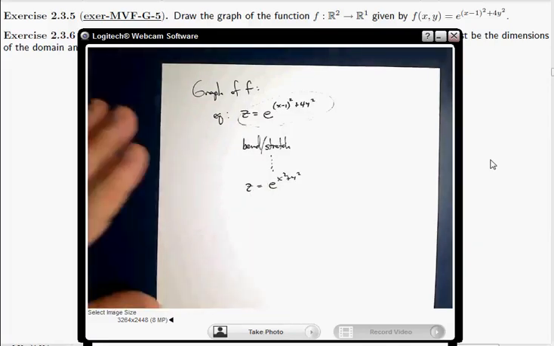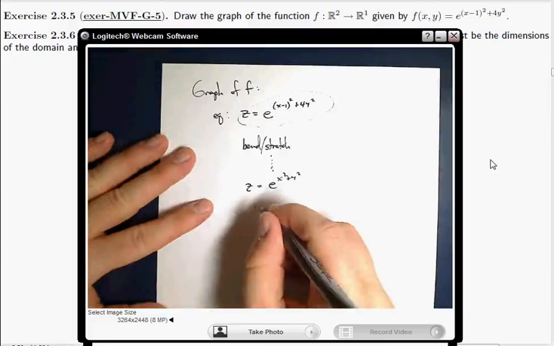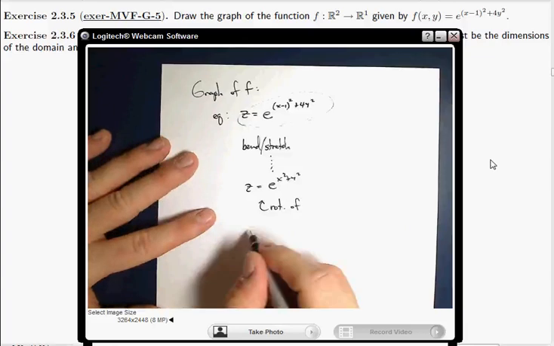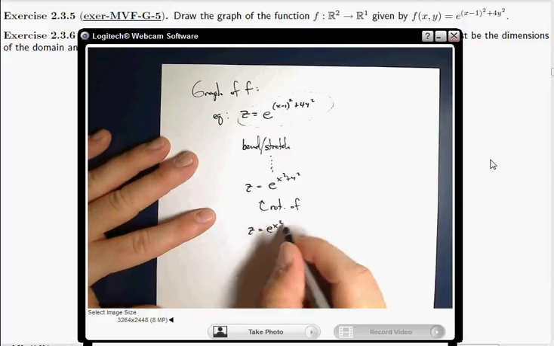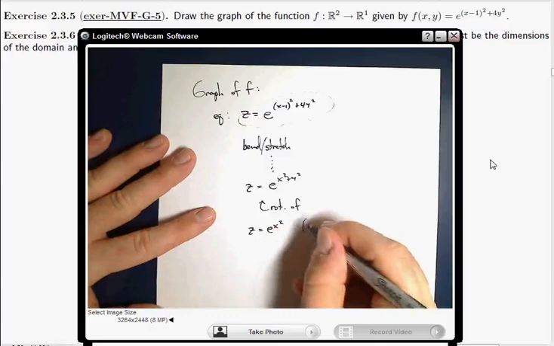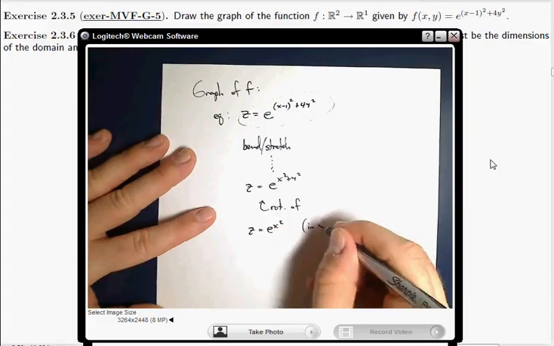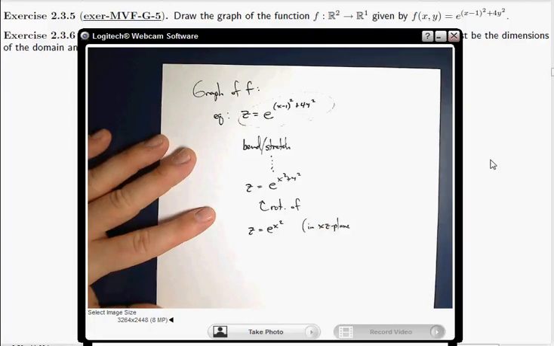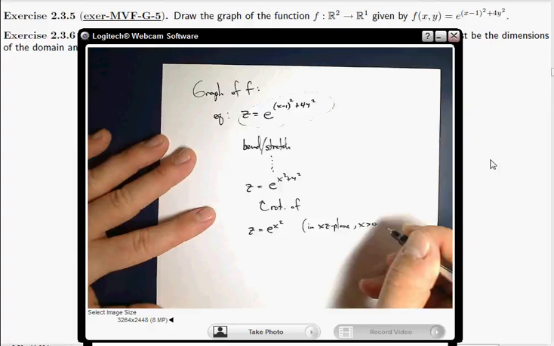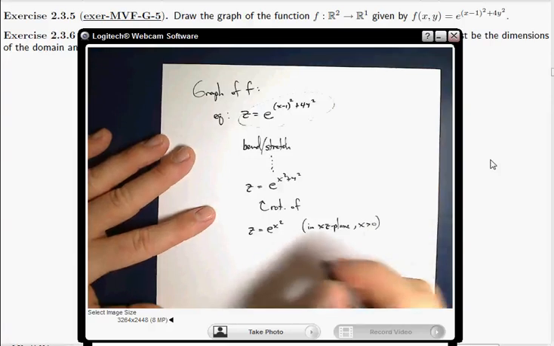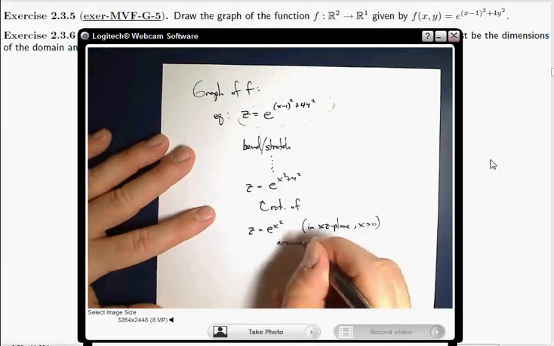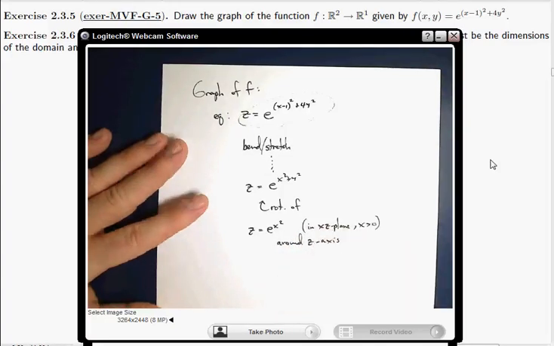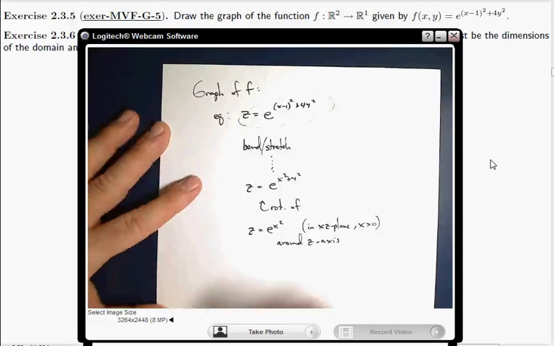And again, we don't know, right? But this is a rotation of something. This is a rotation of z equals e to the x squared, sitting inside of the xz plane, with x positive, around the z-axis. Right? So that's sort of our starting point.